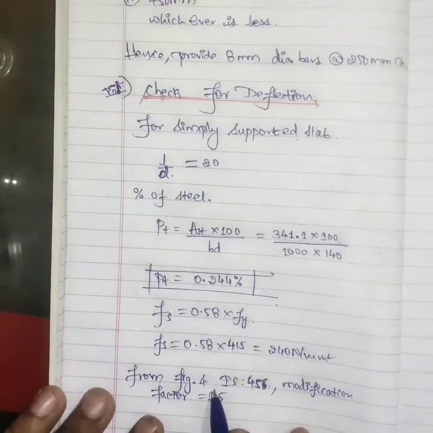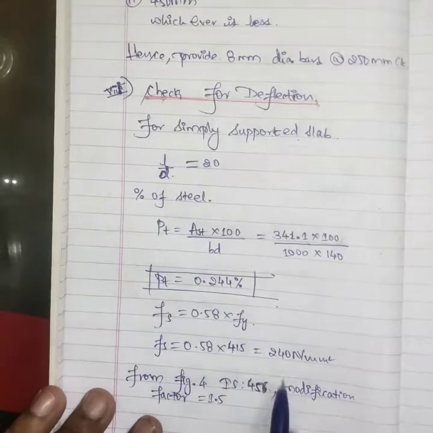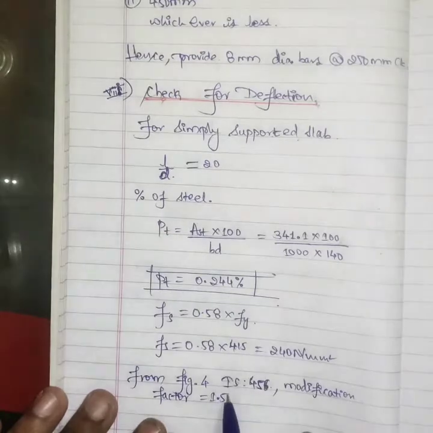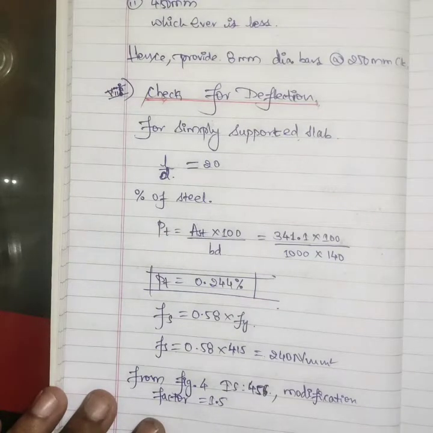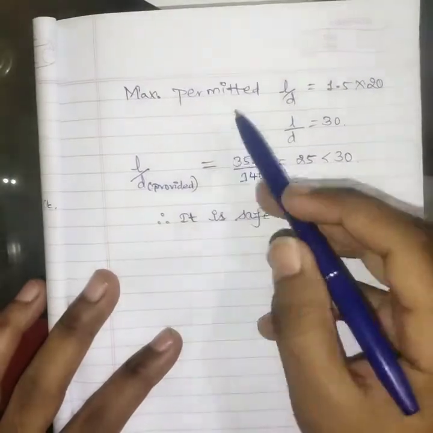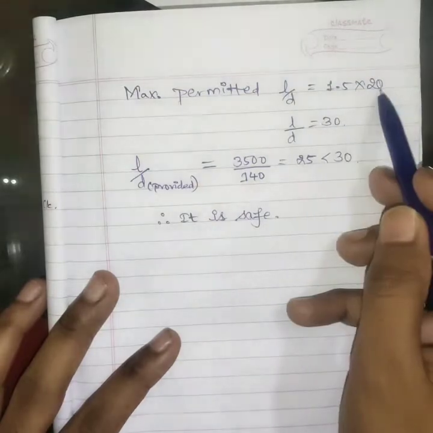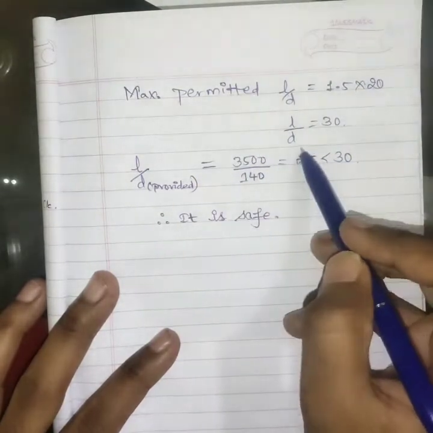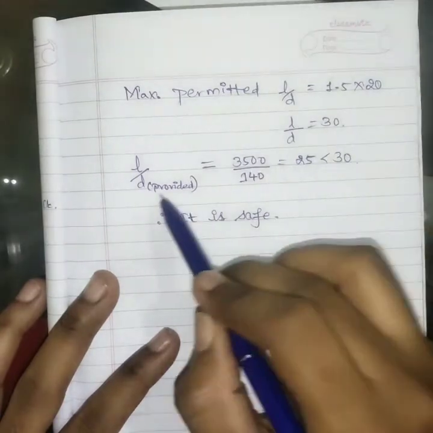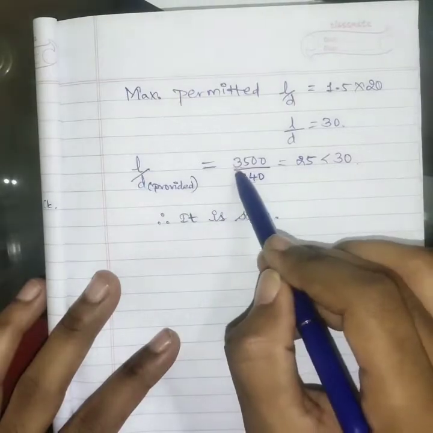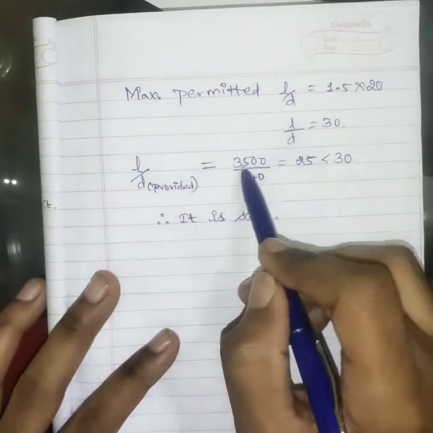Therefore the maximum permitted L by D is the modification factor 1.5 into 20. For the simply supported it is 20. Therefore the maximum permitted L by D is equal to 30. L by D provided, where L is the effective span 3500, divided by 140, is 25. 25 is our deflection value coming. It is less than the maximum permitted 30, so it is safe. Hence it is overall safe.